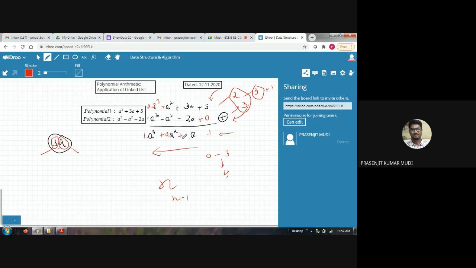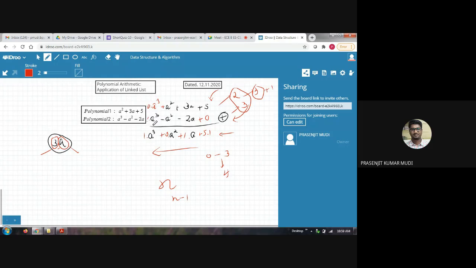Next, I don't know whether it will be plus or minus, but by default I am writing minus, plus. So here the coefficient of a is 3 in polynomial 1, and here it is minus 2. So 3 minus 2 plus 1. Then plus 5 plus 0, as a result plus 5. So it is looking like 1a cube plus 0a square plus a plus 5. That is your result.